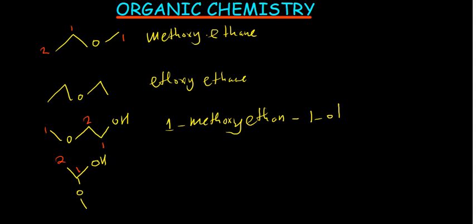And by the way, I put a wrong position here. This thing was at position number 2, not position number 1. It is the alcohol which is at position number 1. So to name this one, this group is at position number 1, so that is going to be 1-methoxy.